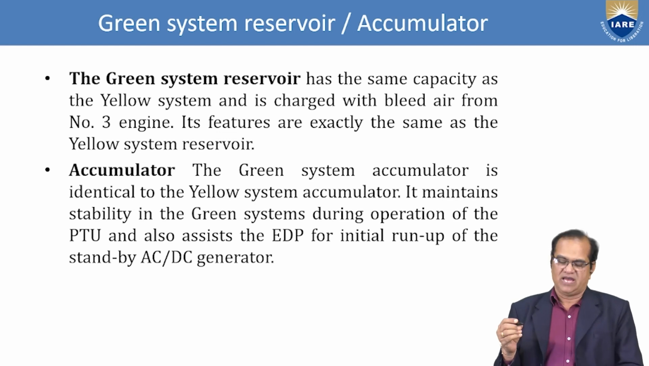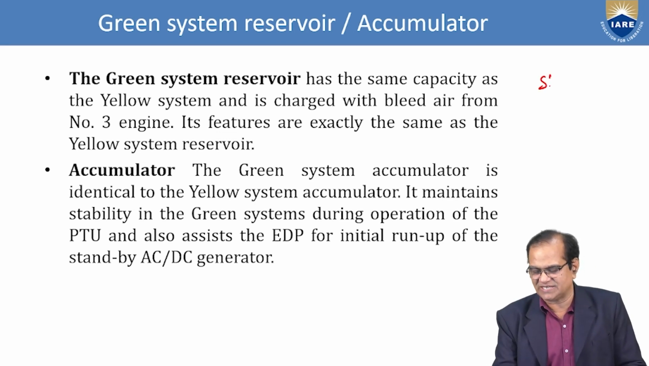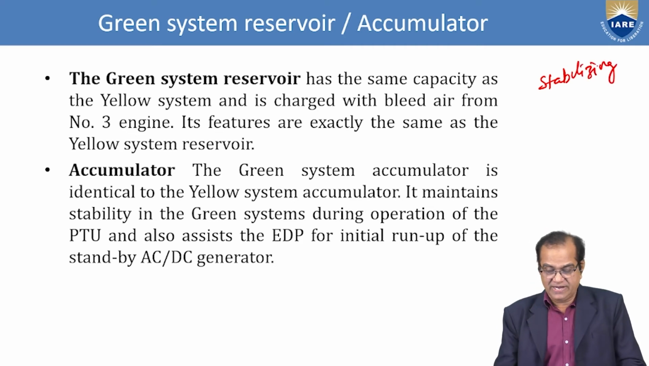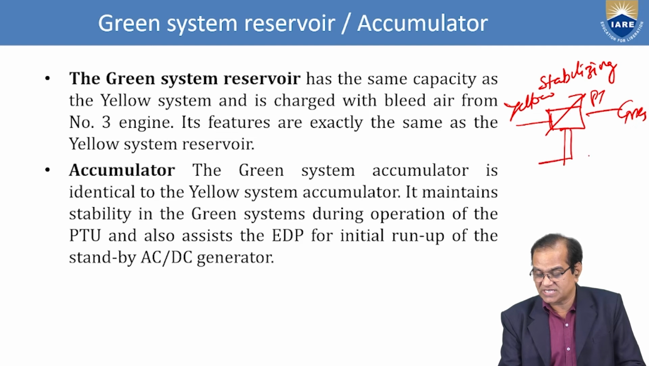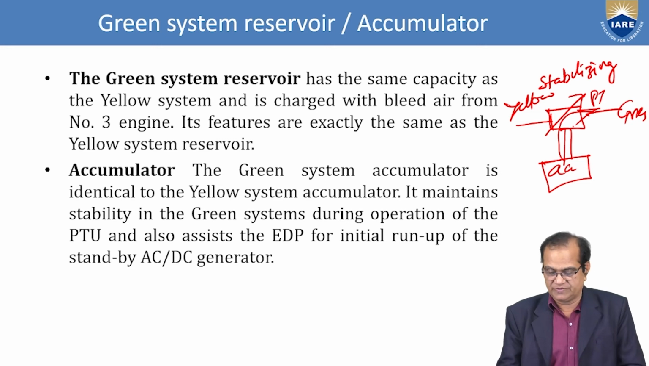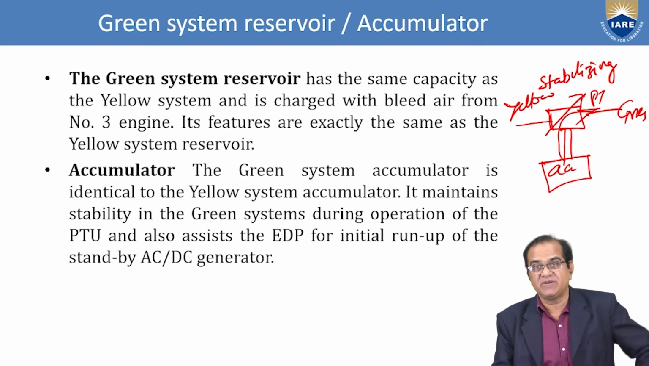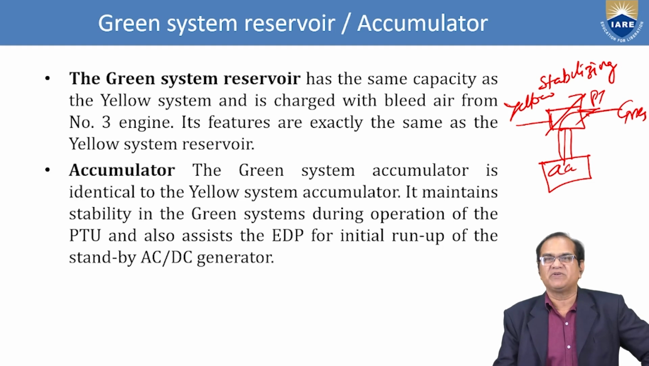So what is this purpose? First thing is stabilizing, the first purpose, the green system and operation of the PTU. Whenever you operate the PTU, this is the PTU, this is the green, and this is the yellow. During this operation, there will be some fluctuation of the hydraulic power. If this is accumulated by the accumulator, it will give the supply and fluctuation will be reduced. And it also assists the EDP, the engine driven pump, for the initial startup.